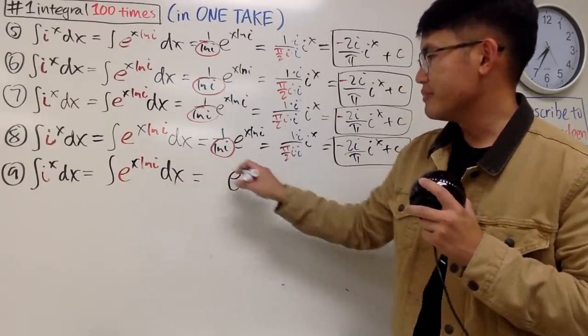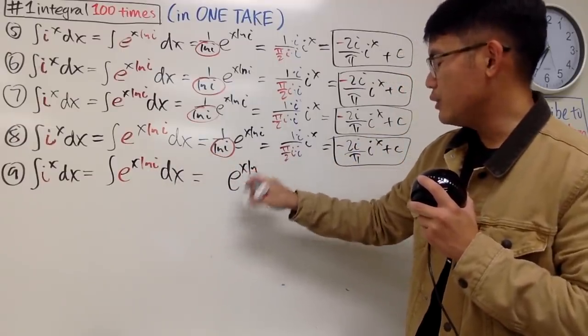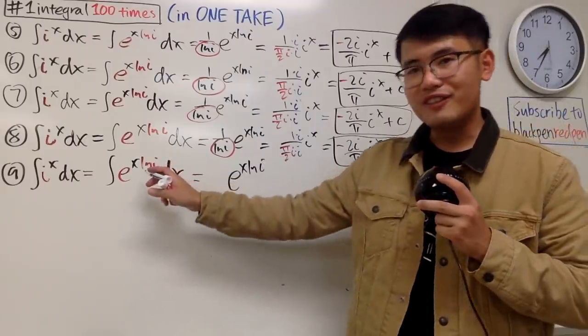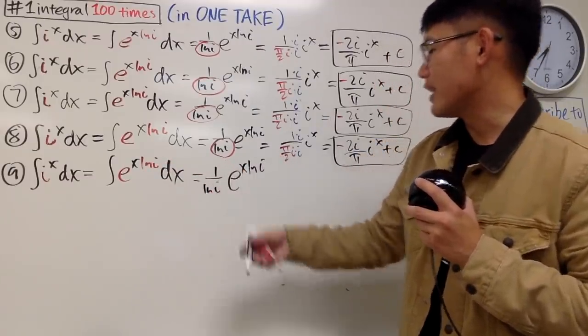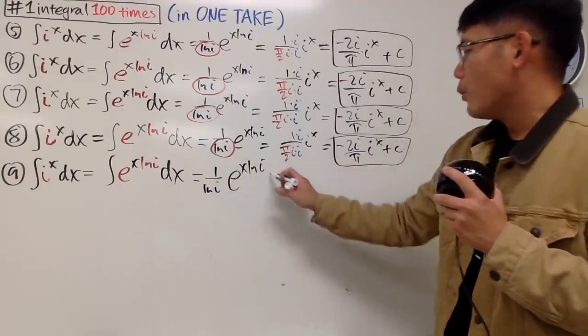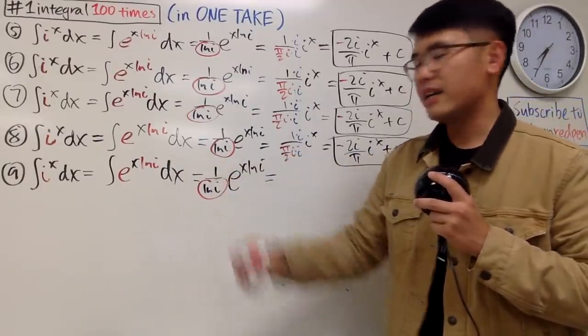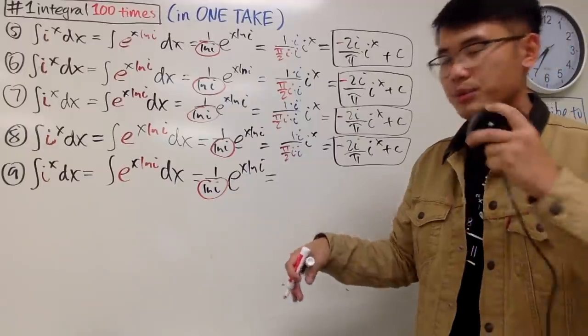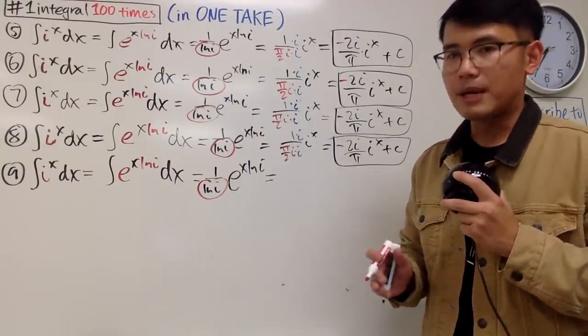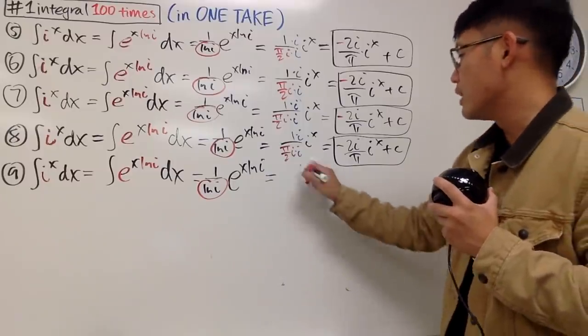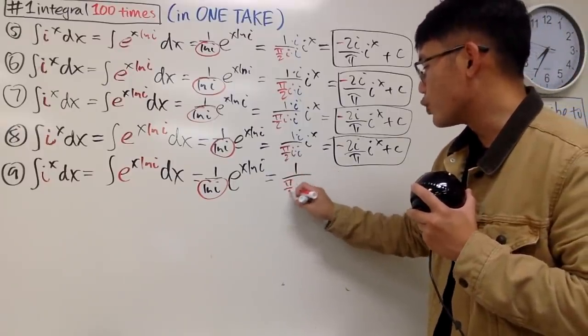just a linear function, so e to the x ln i, and then we have to divide it by the derivative of this, which is just 1 over ln i, right? After you divide the natural log of i. Well, what's natural log of i? Natural, right? You put the cheese, you put the things, natural, right? Natural log of i, Dr. Peyam will tell you that's pi over 2i. So this is 1 over pi over 2i.